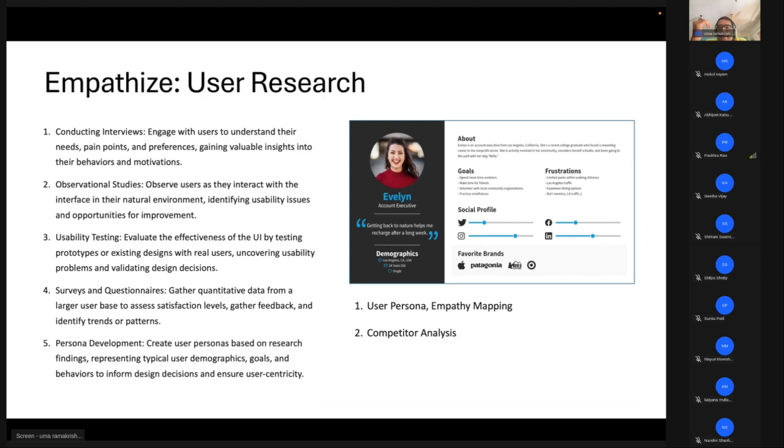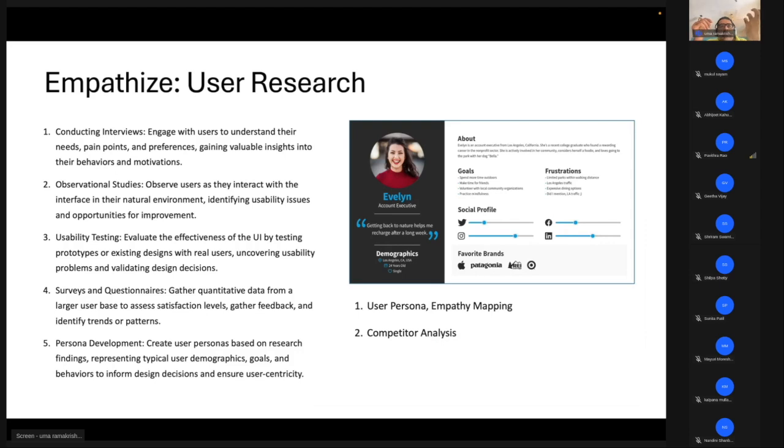What you see on the right side is a sample user persona, and it defines your user with 2 or 3 statements. You tell about his background, you tell about what his pain points are, and you also talk about what he is trying to accomplish, what problem he is trying to solve.